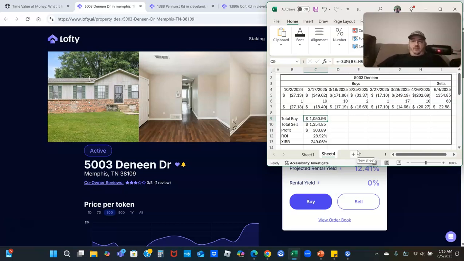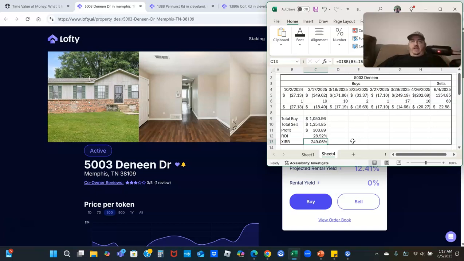But because it happened over such a short holding period, my annualized return there is almost 250%. I mean, it's an absurd amount of money. And so that's saying if I can reinvest this right away and continue to make these same kind of deals, I'd end up making a 250% return over the course of a year.